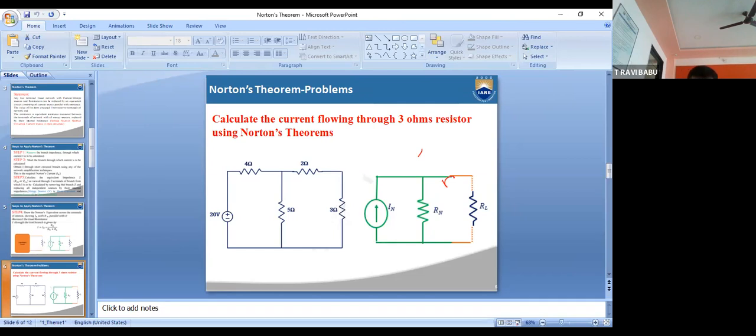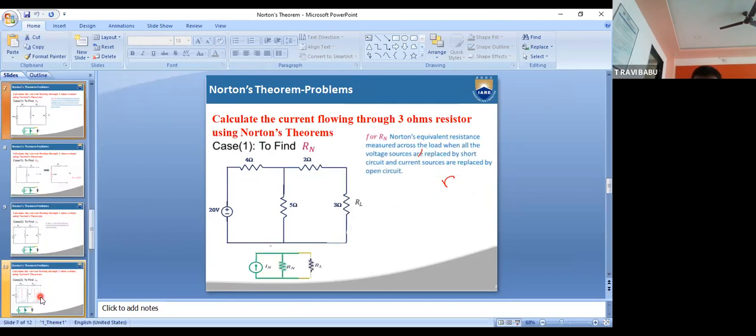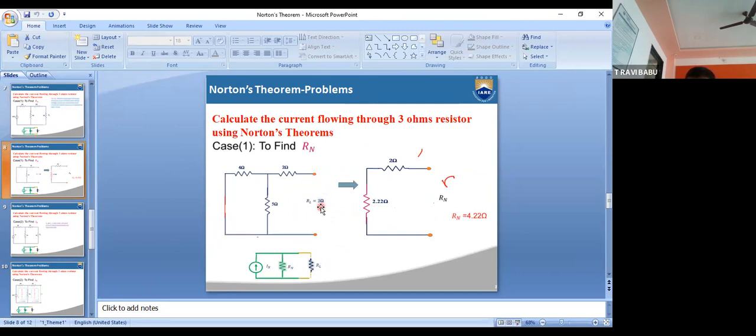First requirement is Rn, so go for the Rn. Same connection, same diagram. Remove the load resistor. Here I have to calculate Rn, and the voltage source becomes short circuited. I am removing RL, 3 ohms, and calculating the Rn value. So 4 and 5 are in parallel, which is 2.22, in series with 2. So Rn will be the same as RTH: 4.22.